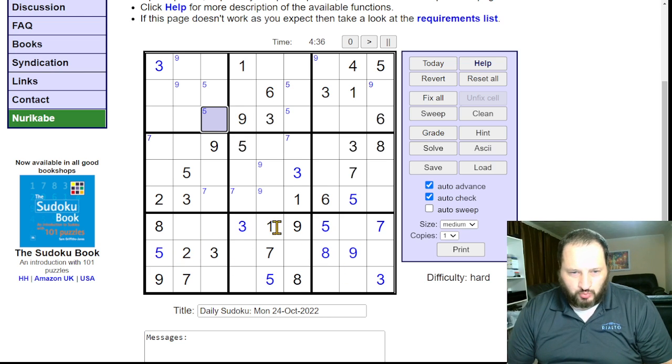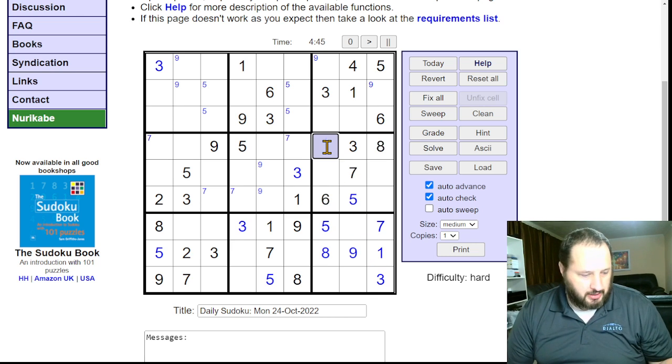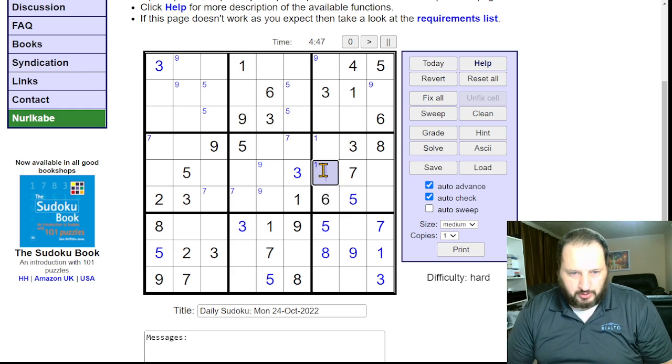Now I see this 1 here. So in this row we need a 1. Well, it can't be here or here, so that means this one is going to be our 1, which is going to make one of those 2 a 1.